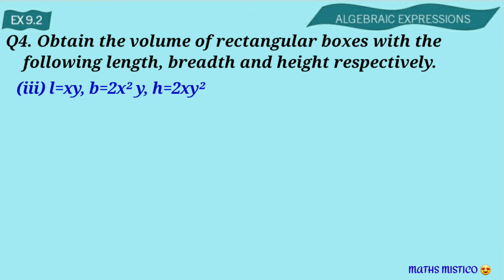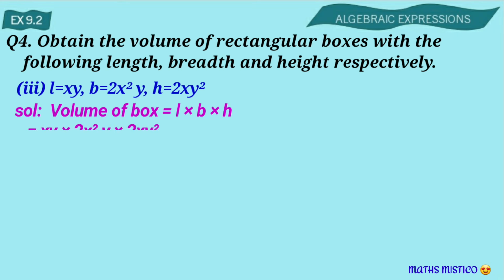In the third part, the volume will be given by xy into 2x square y into 2x y square. What is the constant in the first monomial? It is 1. When we multiply anything by 1, the answer does not change, so we may not use this 1 here. So quickly multiply the numbers, then the x parts and then the y parts.